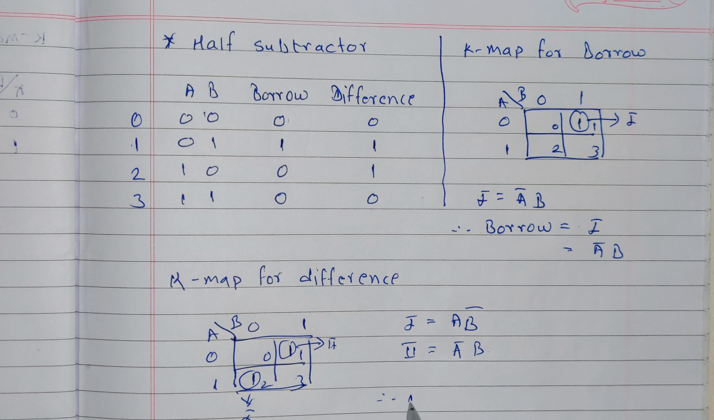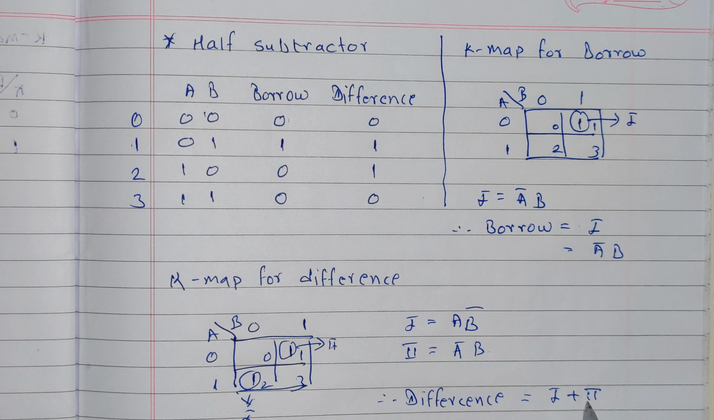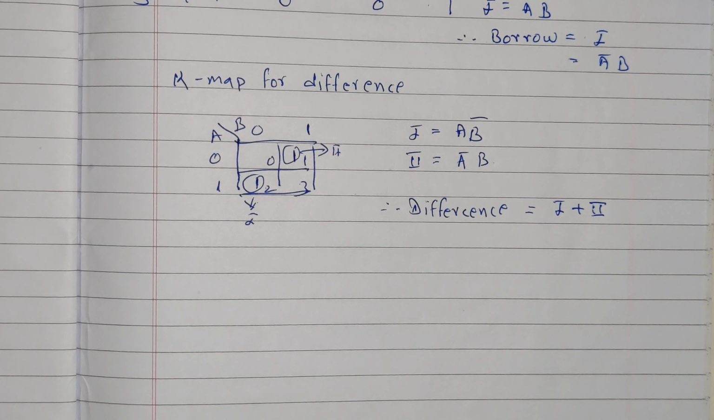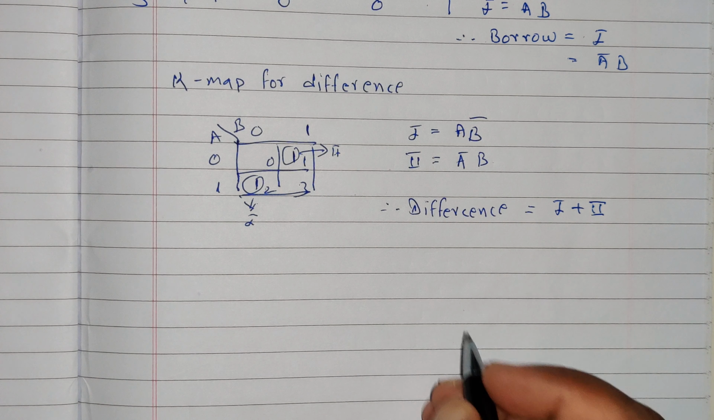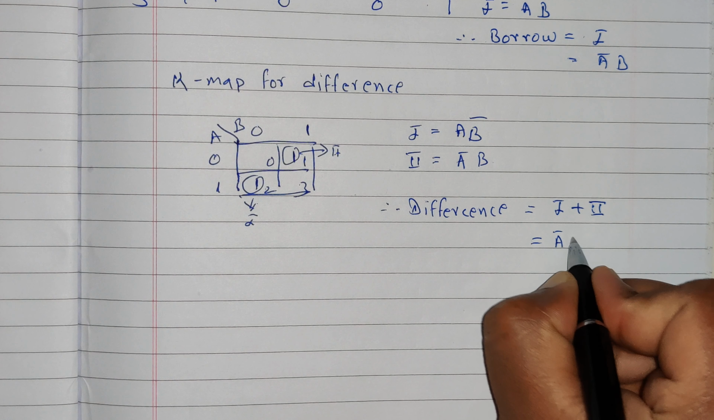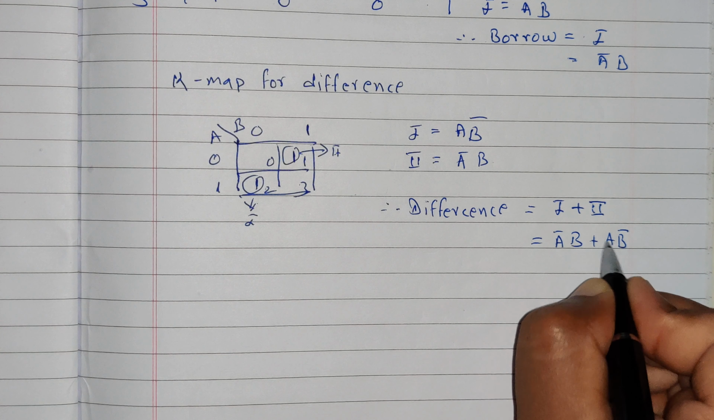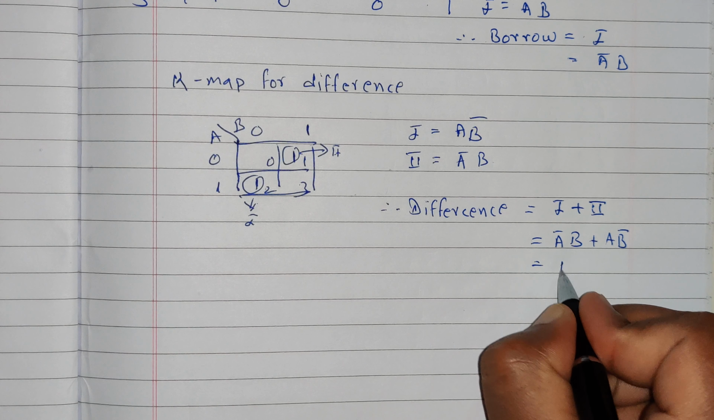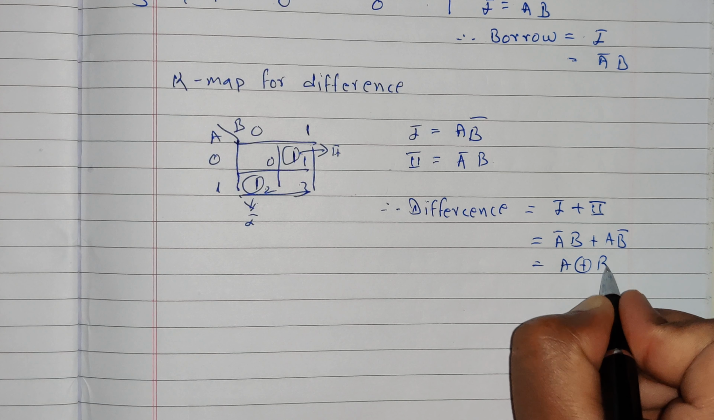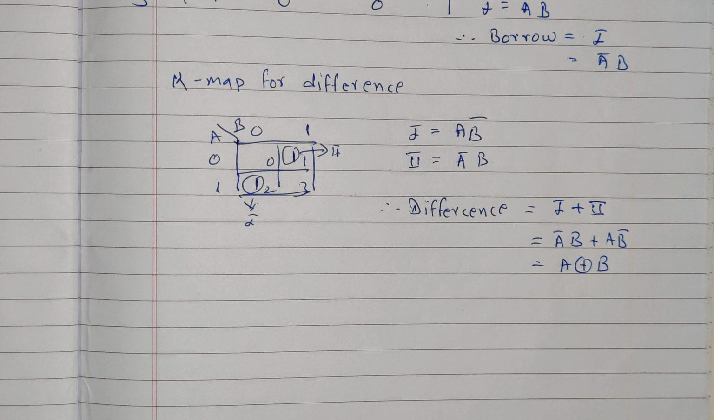Therefore difference is the summation of all groups, addition of all groups. So finally we will get difference is equal to A bar B plus A B bar. You can write in any order. So this is nothing but A XOR B. So we got the equation for borrow and the equation for difference.